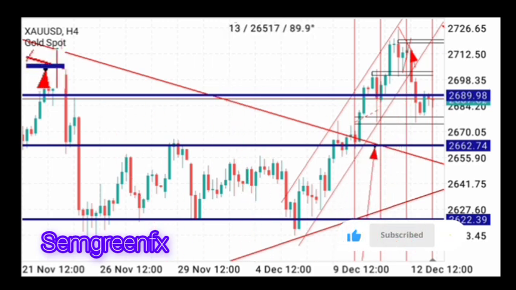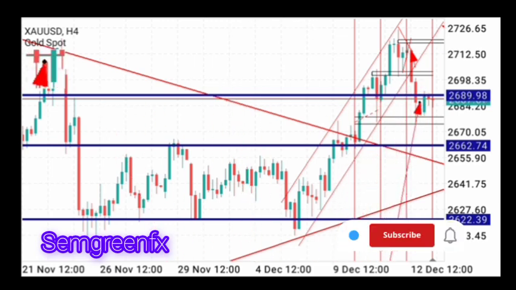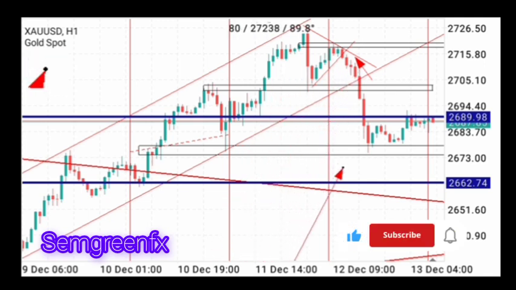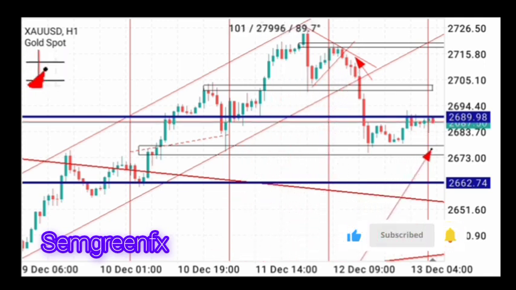So now after knowing this, you go to a 1-hour time frame. Now in a 1-hour time frame, what are you looking for? You can see this is a channel line. Price broke out from this channel, and this is like a retest of this channel.